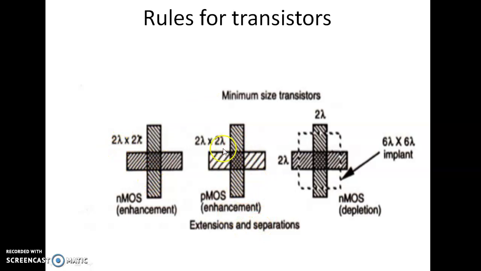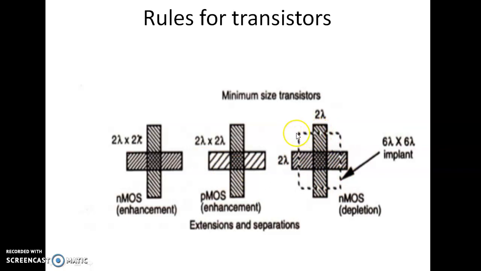Similarly, PMOS, enhancement mode PMOS, the difference is wider lines for P diffusion. This is also 2 lambda by 2 lambda. But what about the depletion MOSFET? Depletion MOSFET and enhancement MOSFET, the difference is the implant here. The 6 lambda by 6 lambda implant is the basic difference. So it is 2 lambda, we know.